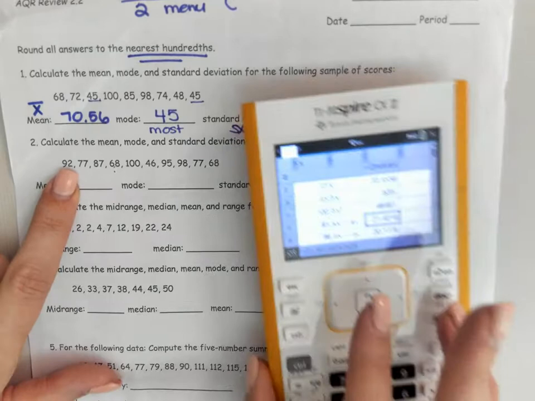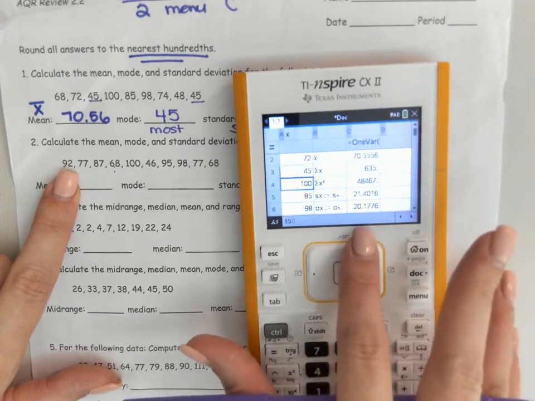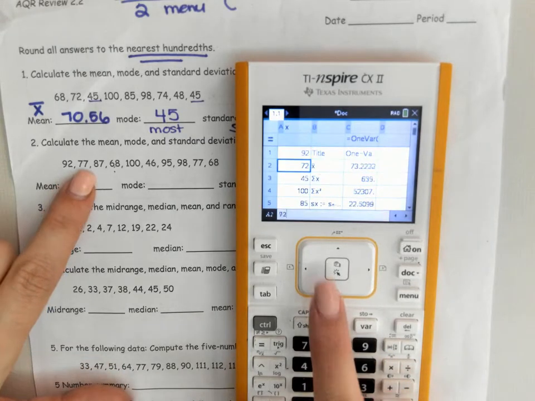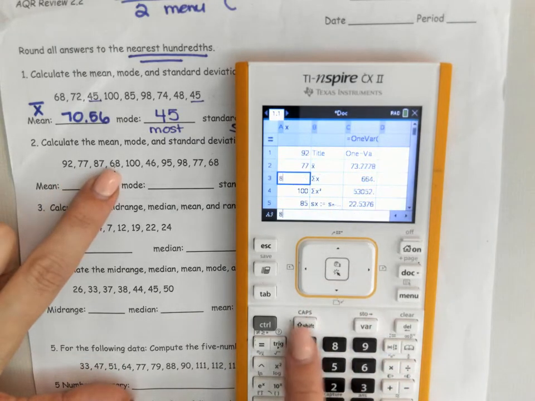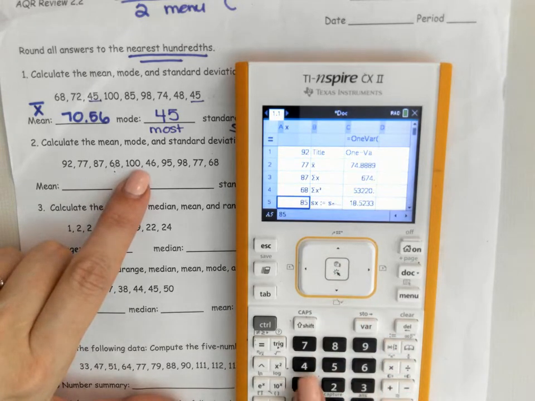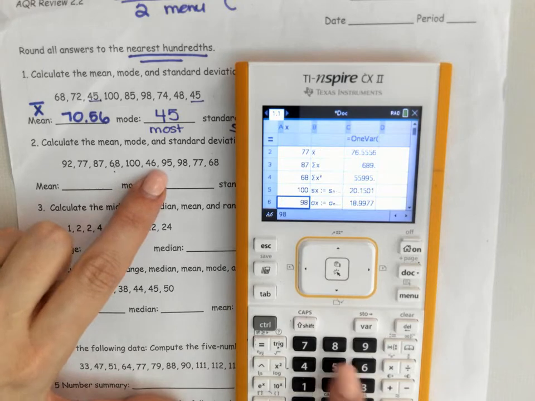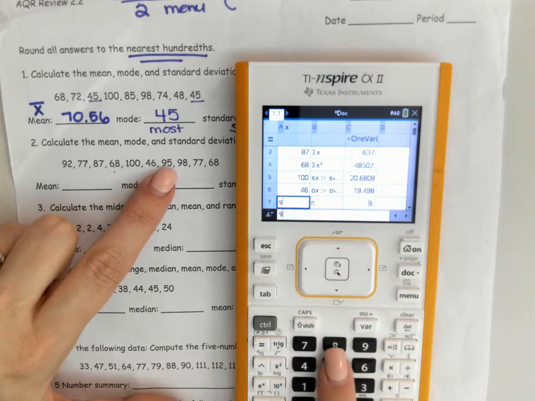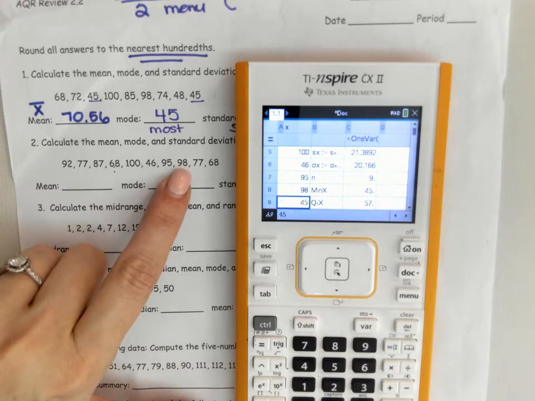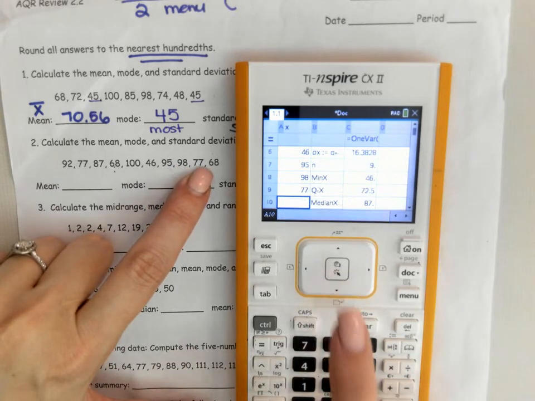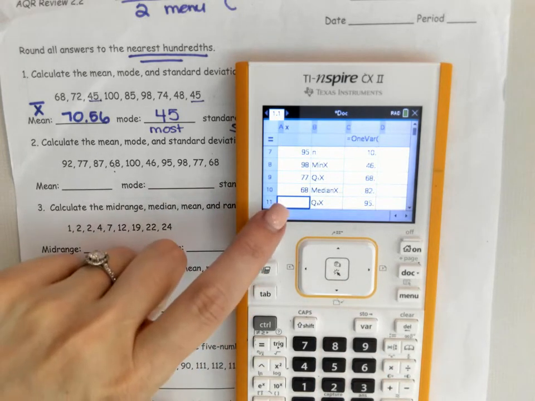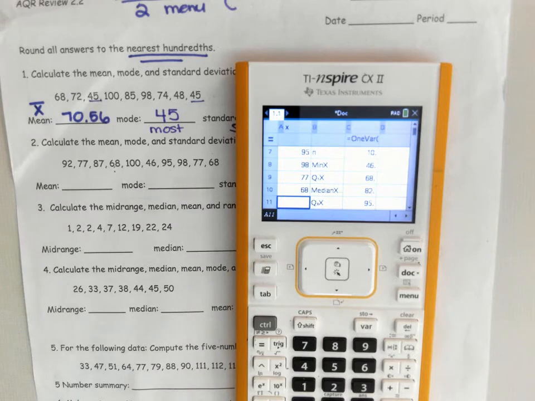Okay, the great thing about these calculators is rather than having to do that all over again, you just go to the top of your data points and type in our new data points, 92, 77, 87, 68, 100, 46, 95, 98, 77, 68. Now make sure you don't have any other points listed below, otherwise you need to delete them.